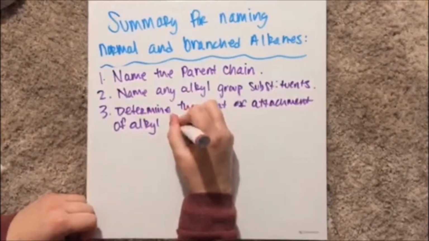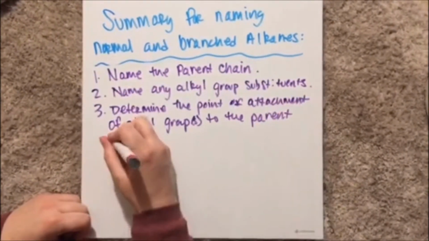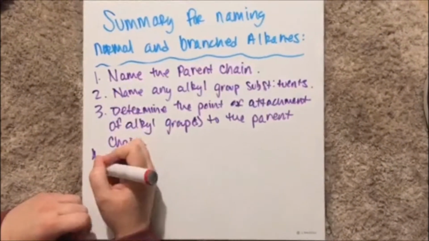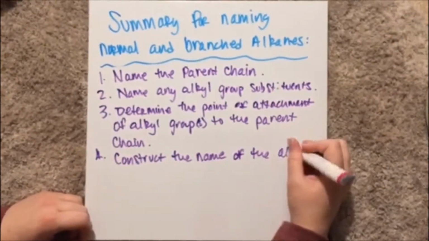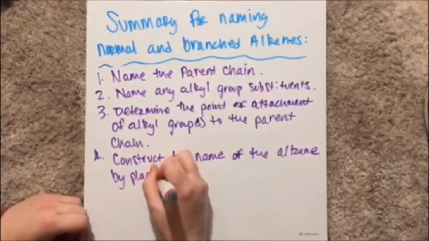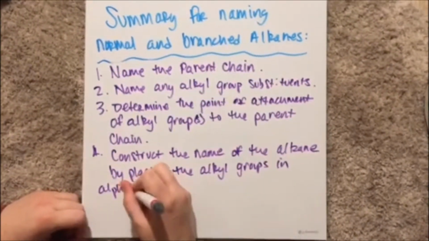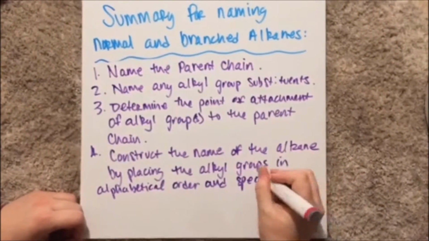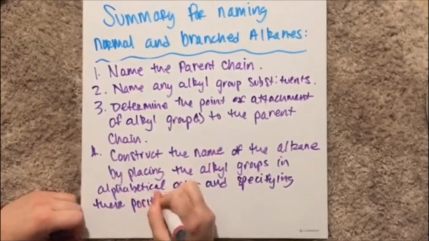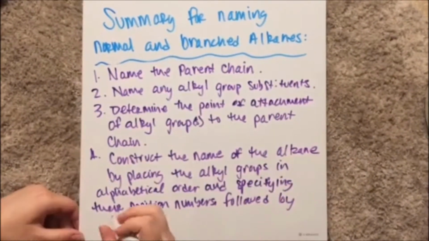To determine where to start numbering, we're going to begin numbering from the end of the parent chain that is nearest to a substituent. Lastly, for step 4, we're going to construct the name of the alkane by placing the alkyl groups in alphabetical order and specifying their position numbers, followed by the name of the parent chain.